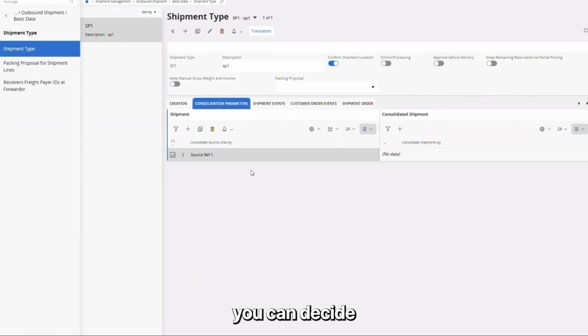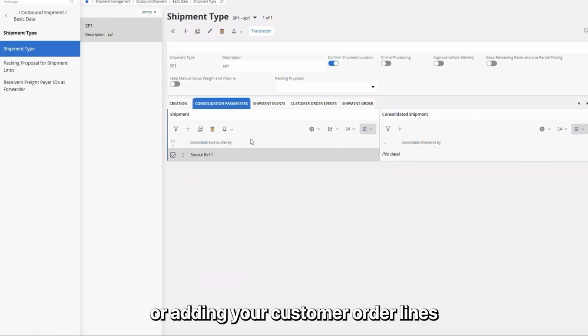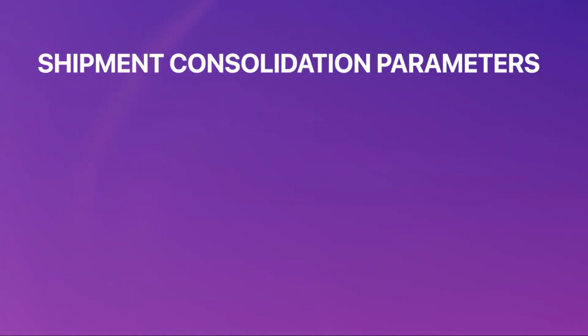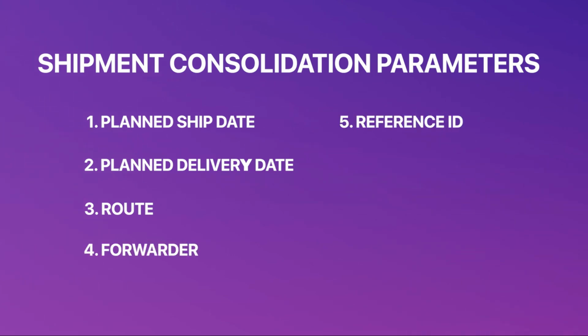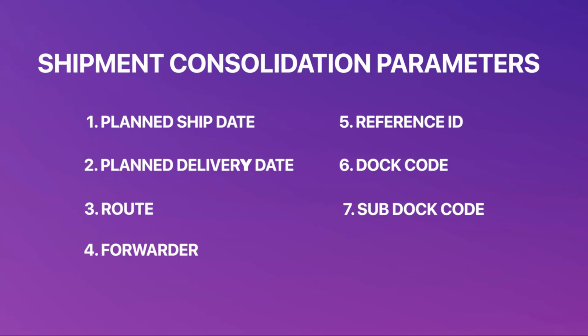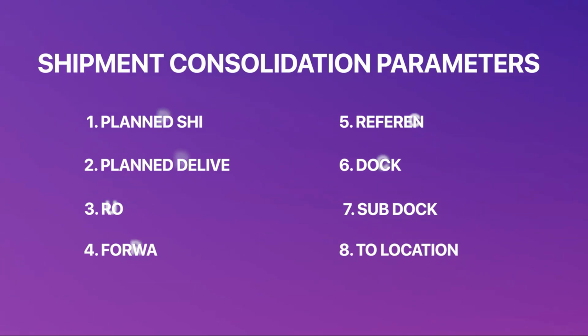In this way, you can decide whether you are going to create a new shipment or add your customer order lines to an existing shipment based on the following consolidation parameters. Shipment consolidation parameters. Number 1, planned ship date. Number 2, planned delivery date. Number 3, route. Number 4 is forwarder. Number 5, reference ID. Number 6, doc code. Number 7, sub-doc code. Number 8, to location.